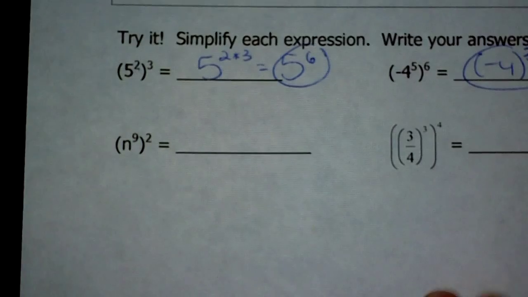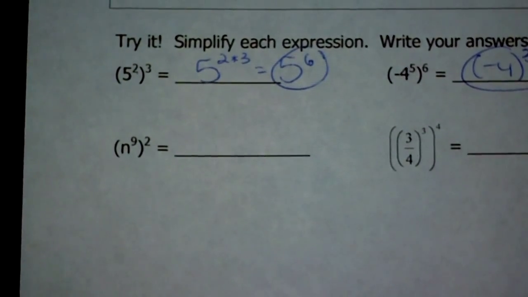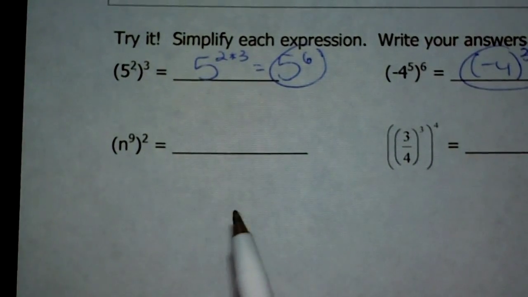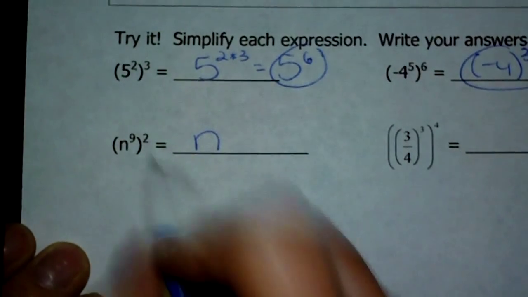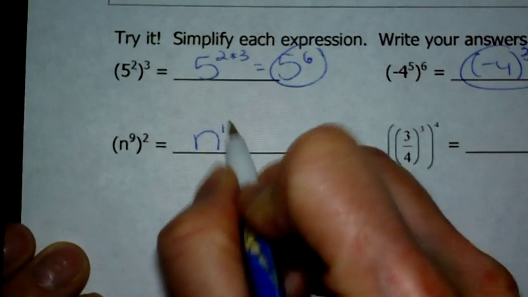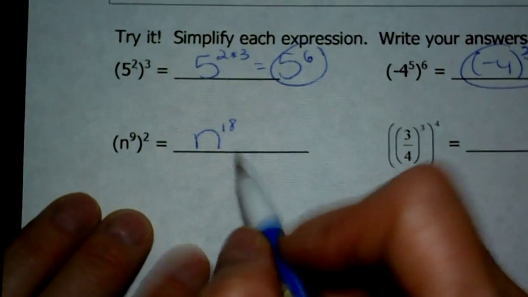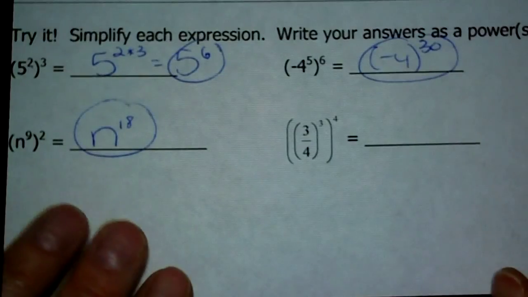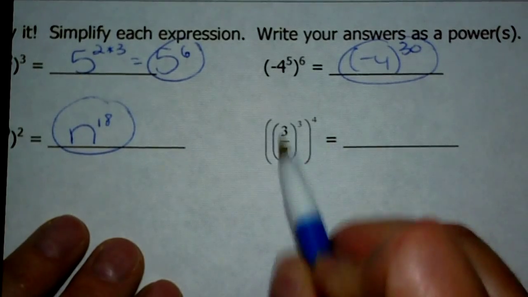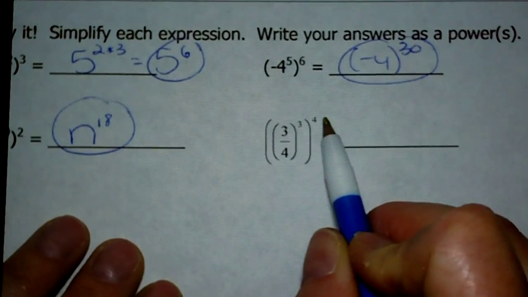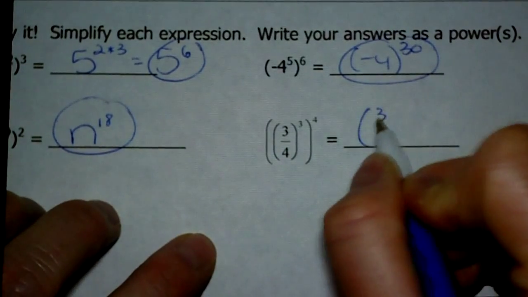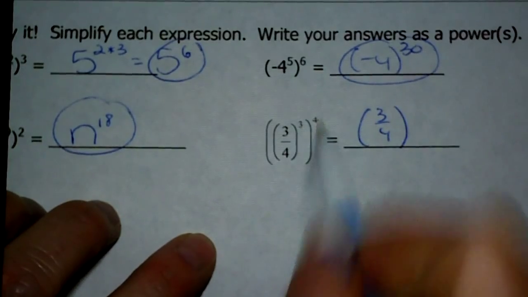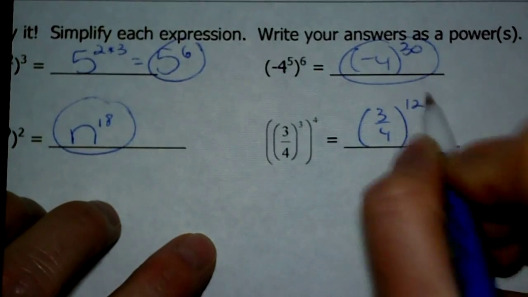All right, here's a letter. It's okay, we treat them the exact same way because this n represents some number. And I know that if I have any power to a power, I can bring over the base, and 9 times 2 is 18. And last but not least of these, I have 3/4 cubed to the 4th power. And fractions, it works the exact same way. I'm going to bring over that base and multiply my exponents. 3 times 4 is 12.